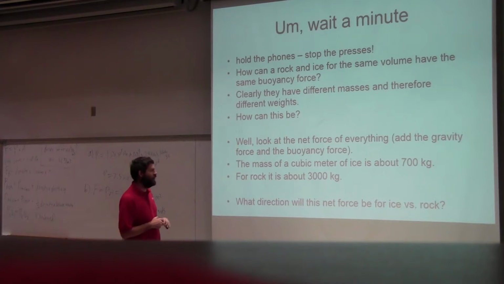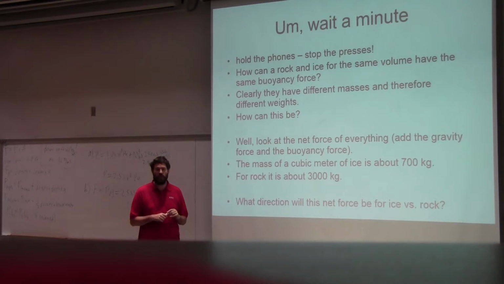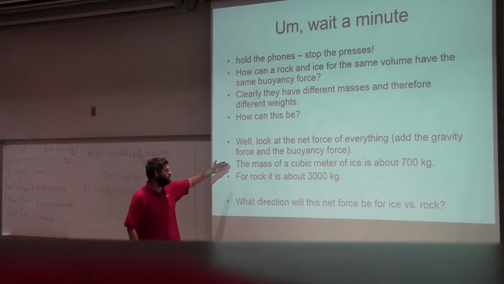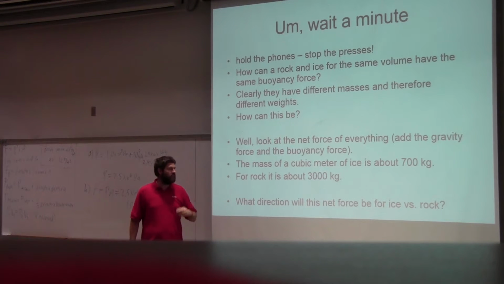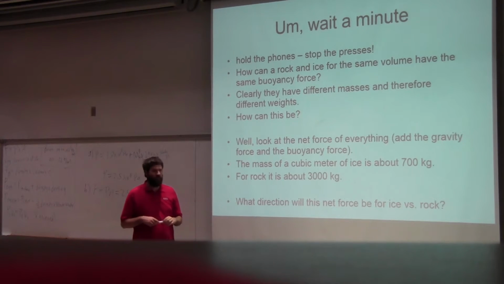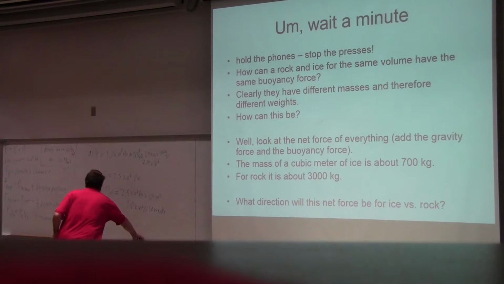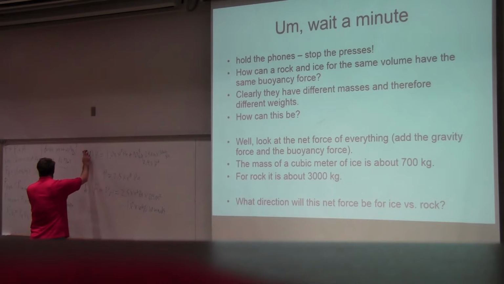For a cubic meter of ice, the density is about 7/10 the density of water, so 700 kilograms per cubic meter. So the mass of the ice is 700 kilograms, which means its weight is 7,000 newtons. 7,000 newtons versus 30,000 newtons. Now each one is going to have a buoyancy force, and the buoyancy force is going to be determined by this equation.